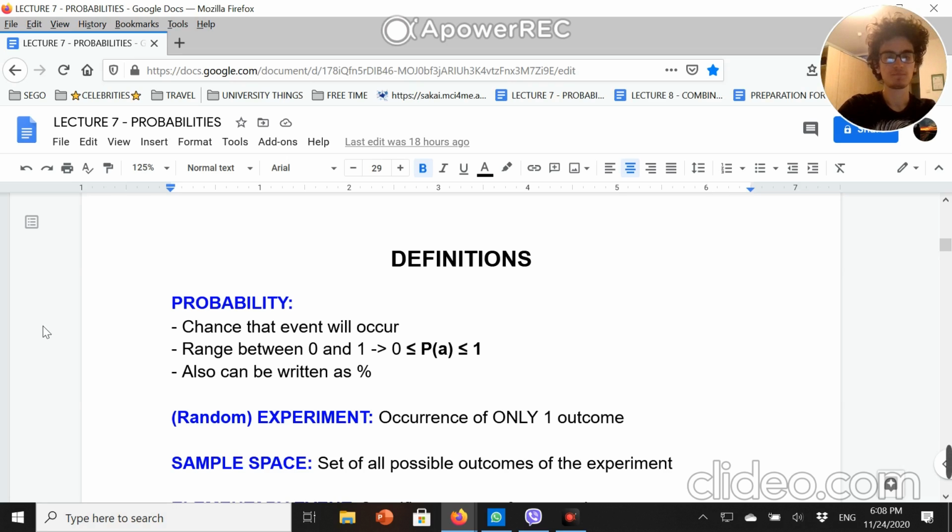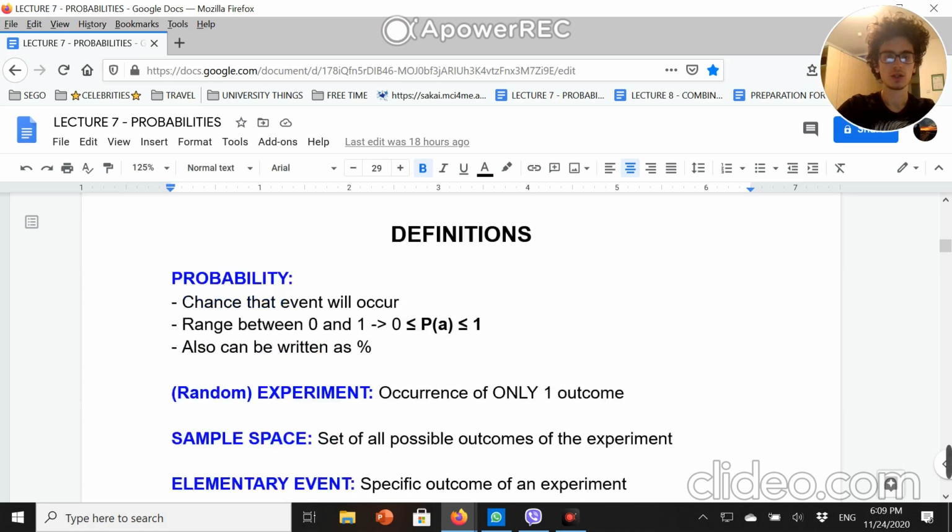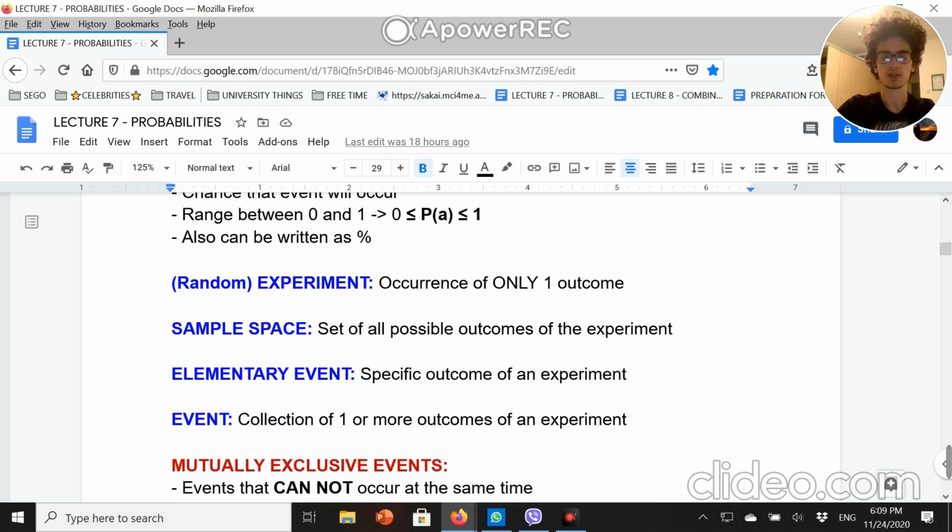So let's see. First, what is probability? It is just the chance that an event will occur. The range of a probability lies between 0 and 1, and probability can be written as a percentage as well. Usually you would get a number 0 point something, and then you would multiply by 100 in order to get the percentage. The experiment, or the random experiment, is the occurrence of only one outcome.